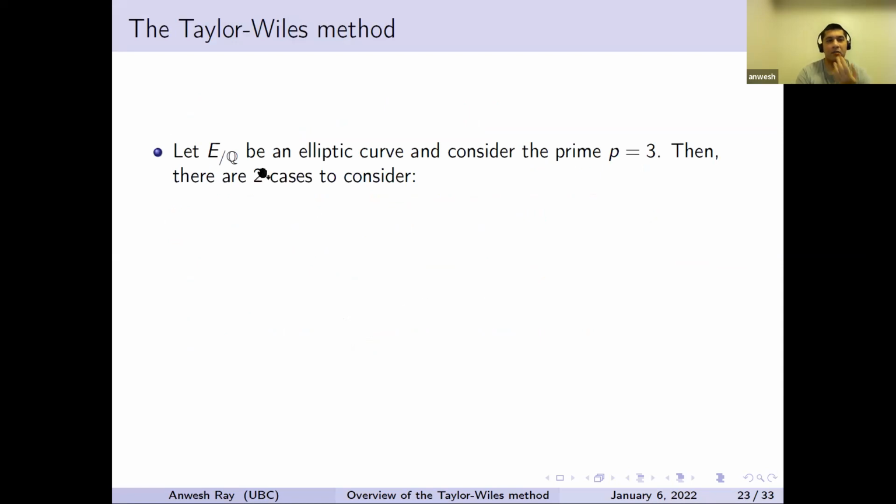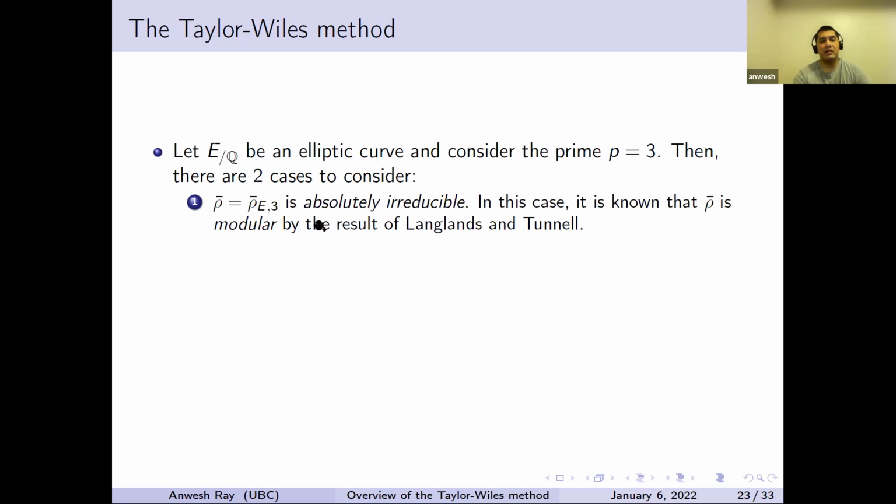Okay, so what does the Taylor-Wiles method do here? First, we have an elliptic curve over Q, and we want to pick a prime number P. Of course, we don't want to pick P equals 2, so let's pick P equals 3. Now there are two cases to consider. In the first, the residual representation at 3 is absolutely irreducible, meaning it is irreducible after passing to the algebraic closure F_P bar. In this case, it is known that Rhobar arises from a modular form, so it lifts to something coming from a modular form. This is a result of Langlands and Tunnell.